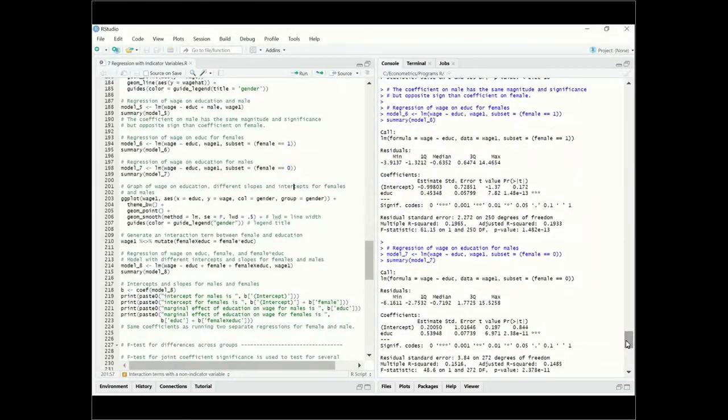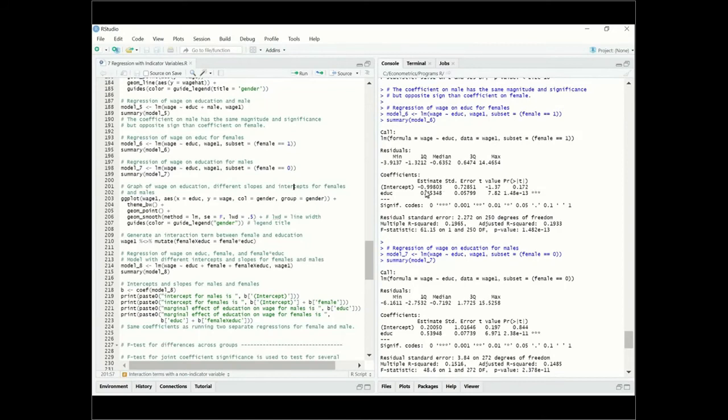So this is for the subset of females, and here we have the regression results for the subset of males. So female equals 0. These are the results. Now for these two models, both the intercepts and the slopes are going to be different. Why? Because it's different regressions for males and females. Notice that this slope here for females is different than the slope here for males. The intercepts are different, and also the slopes are different.